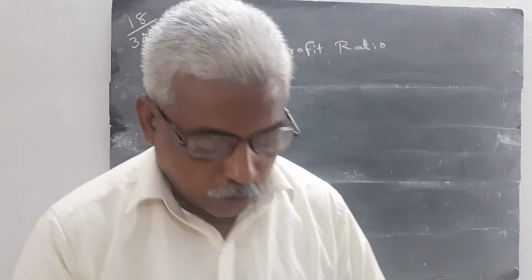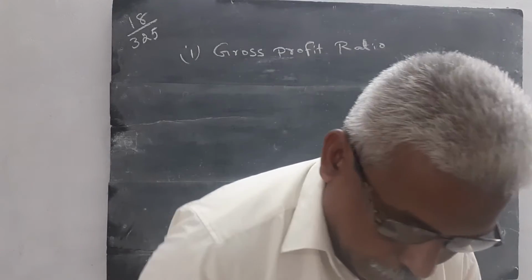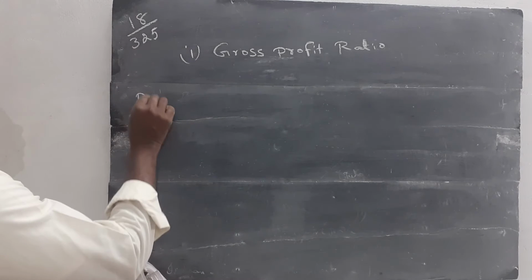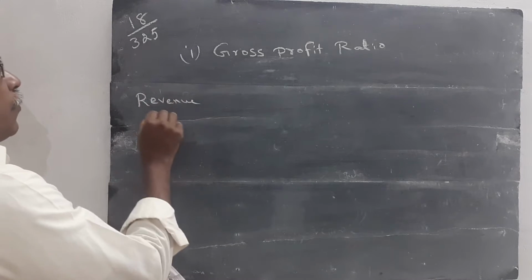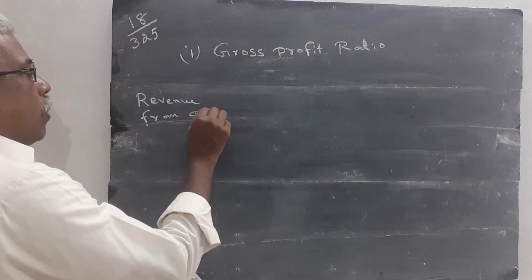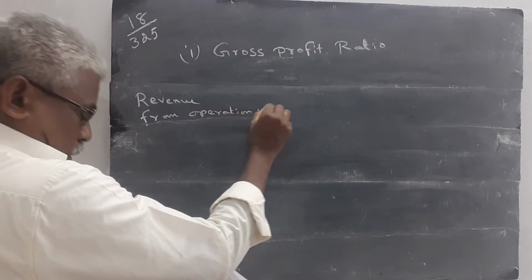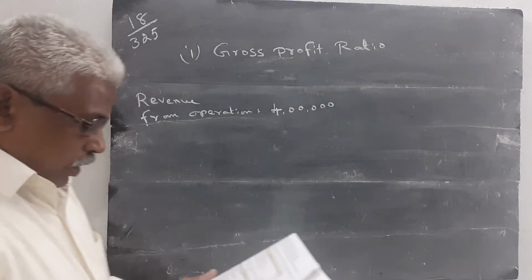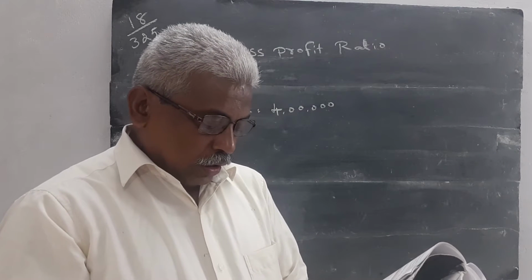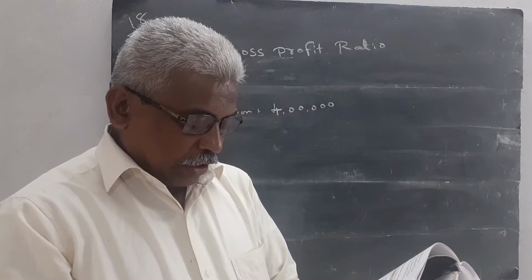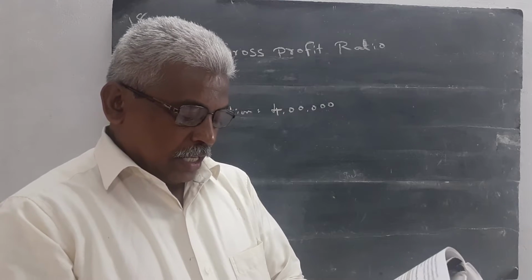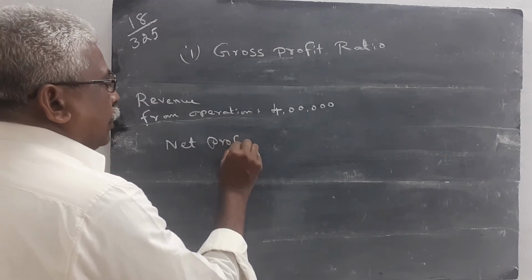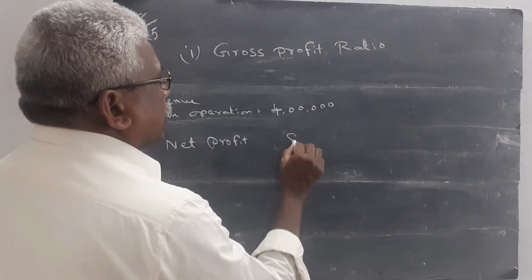The question contains the following information. I simply read the question and noted the important points on the blackboard. Revenue from operation is given in the question. Revenue from operation is equal to 4 lakh. Then expenses are also given: purchase of stock in trade, change in inventories, finance cost and other expenses. Then net profit is also given, rupees 80,000.